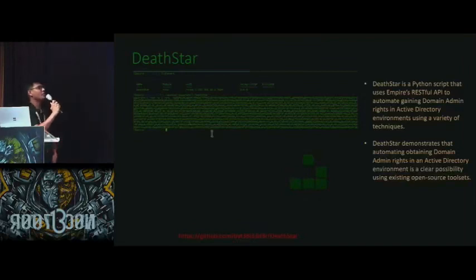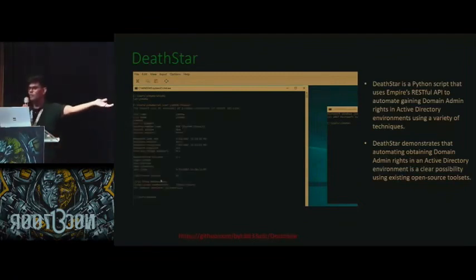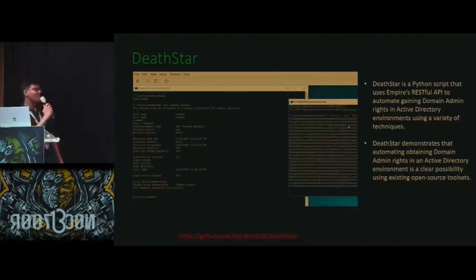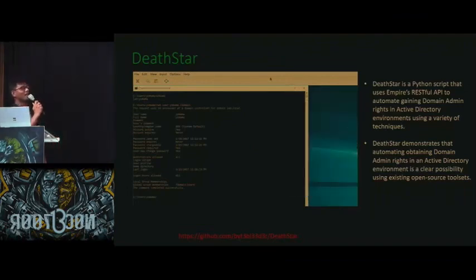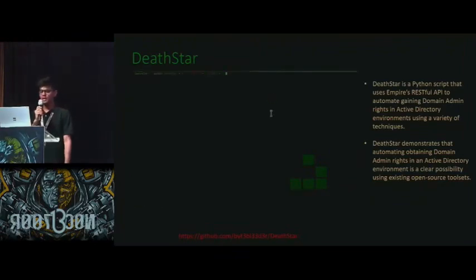Again, the next one is DeathStar. DeathStar is a Python script, but it will get connected to the Empire C2 channel over the RESTful APIs. What it will do is it's an automation, right? So it will go ahead and pop all the boxes for you, and it will give you the domain admin. You don't even need to do anything. You are having a coffee at your desk, and by the time, you are domain admin. That's awesome, right? It uses PowerShell as well as Python. This is an amazing tool. I've used it on a bunch of engagements to get domain admin, and it works like a charm.